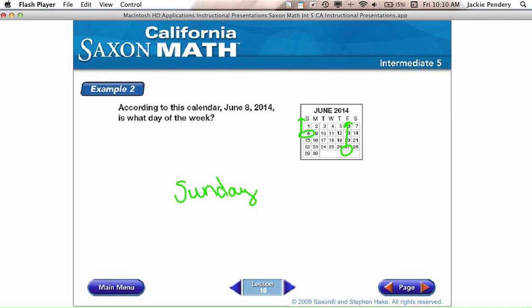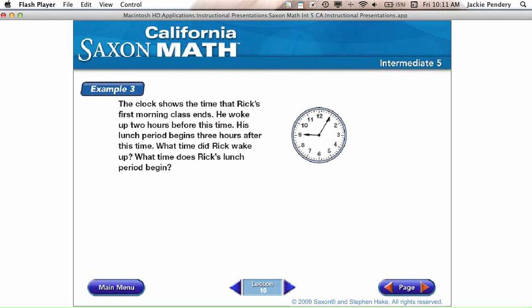All right, example 3. The clock shows the time that Rick's first morning class ends. He woke up 2 hours before this time. His lunch period begins 3 hours after this time. What time did Rick wake up, and what time does Rick's lunch period begin? So we have 2 questions here. Question 1, what time did he wake up? And question 2, what time does his lunch period begin? So let's start with question 1.